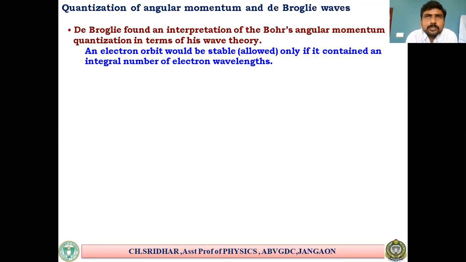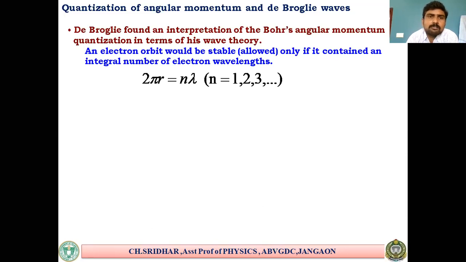As far as Bohr's theory is concerned, there are stationary orbits which have a well-defined, fixed energy. So in order to have stable energy states or electron orbits, it must contain an integral number of electron wavelengths. That is the concept developed by de Broglie. That means the circumference of the orbit must be equal to an integral multiple of lambda.